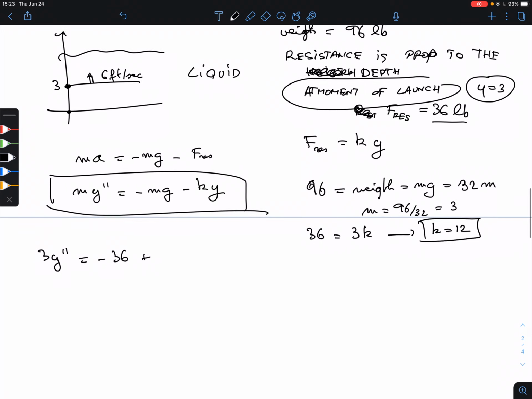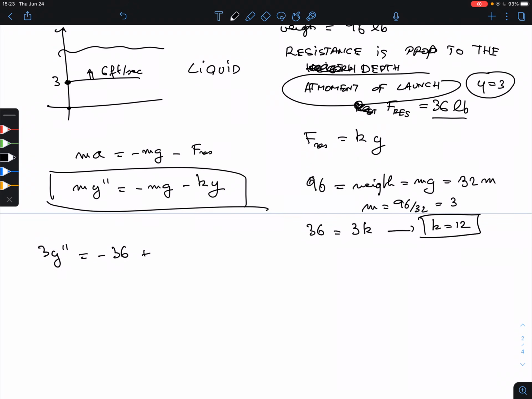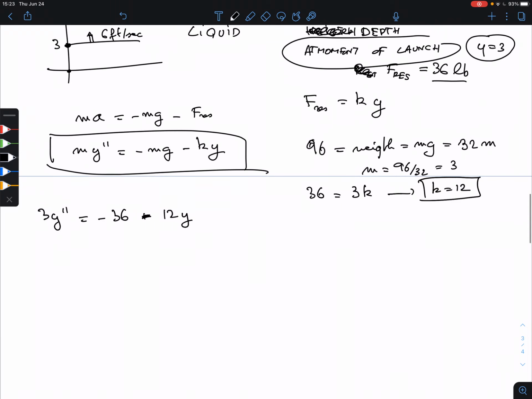Follow just what I was doing here. So this is minus 12y. As I said, it's not very realistic, so I'm not going to pay too much attention to the actual physics of what is happening here. So this is what we have.